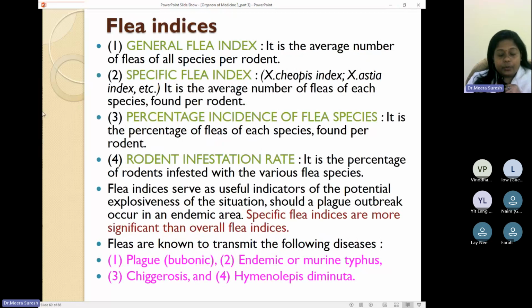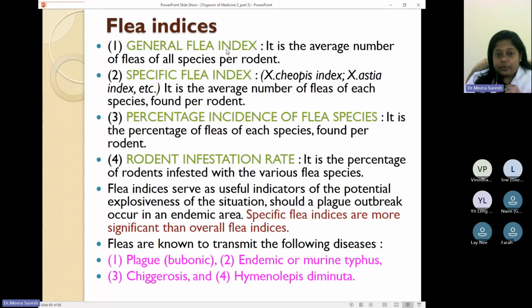Now there are certain terms over here which is called as flea indices. I'm not planning to ask you any question based on this, but I just wanted to keep this for your information. There is some index, or the plural indices, in case of fleas. So we have general flea index, specific flea index, percentage incidence of flea species, and rodent infestation rate. So we'll just see what each term means.